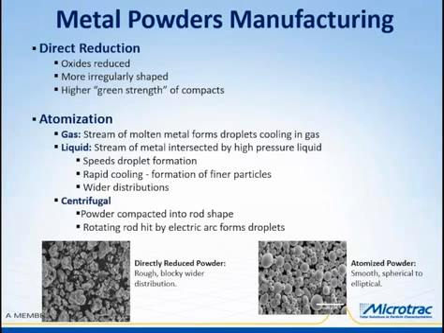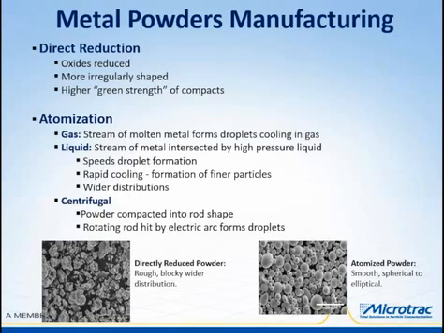To start with metal powders manufacturing, there are two distinct methods: direct reduction and three types of atomization. In direct reduction, metal oxides are reduced in the solid state by a carbonaceous source. The final powder is much more irregularly shaped, as you can see in the bottom photos, than the more spherical atomized powders, which allows higher green strength of compacts.